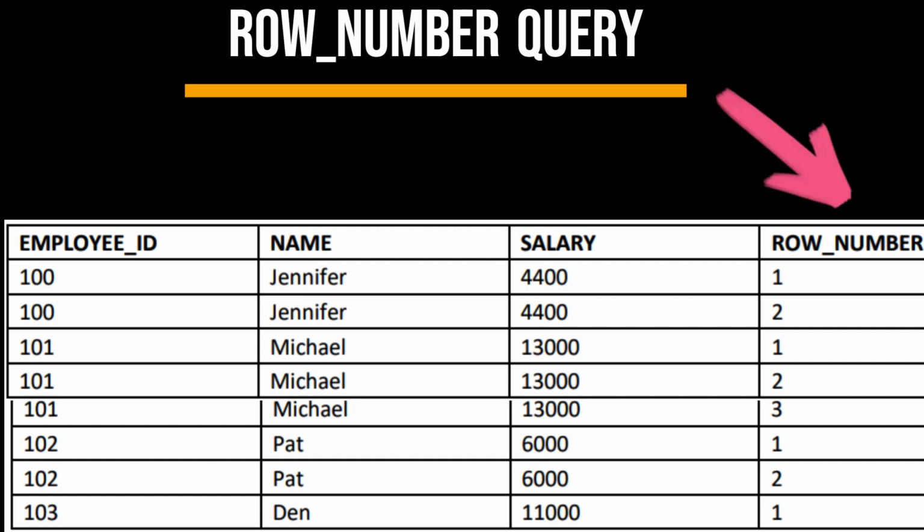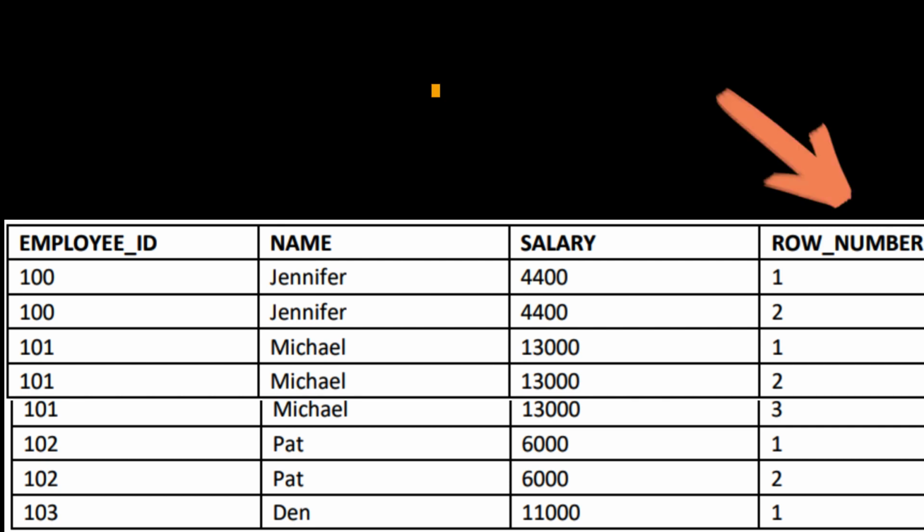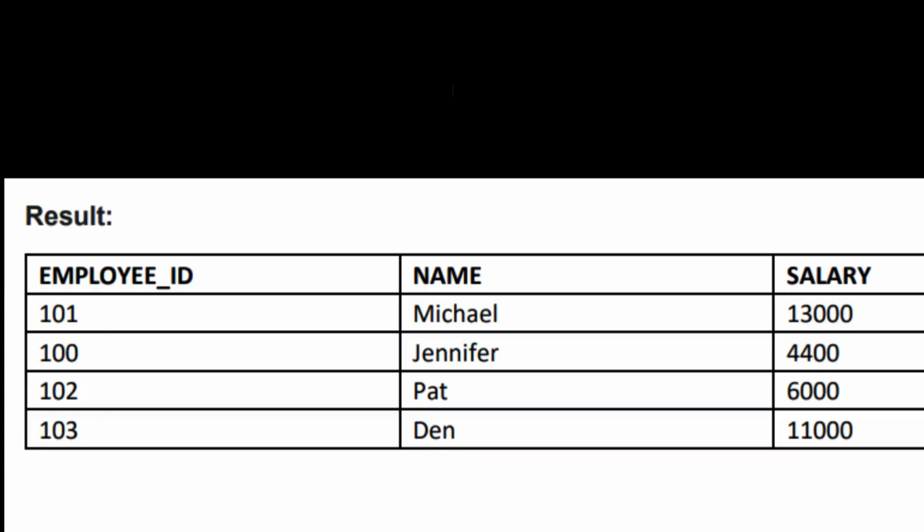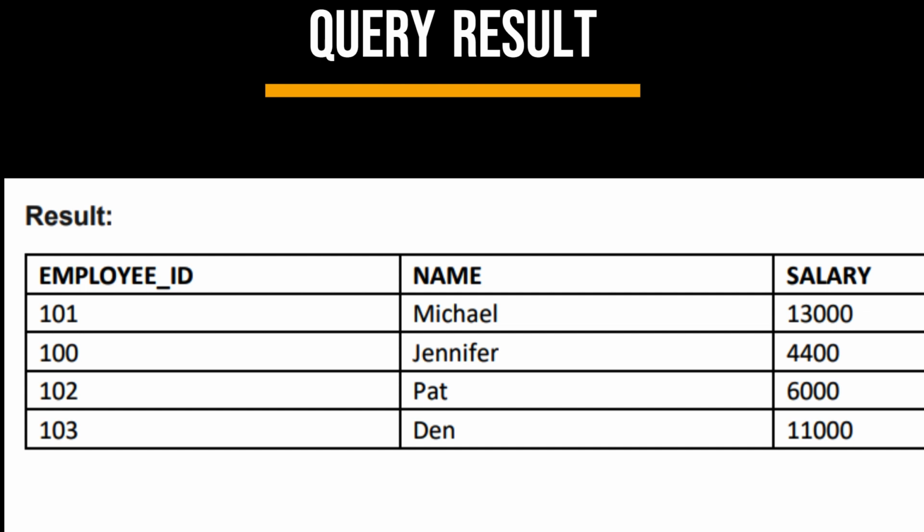Once row numbers are assigned, querying the rows with row number 1 will give the unique records from the table. Now, here is the SQL query to fetch unique records from the table using row_number analytic function. Run the following query to see the result. After running the following query, you will see the following result.